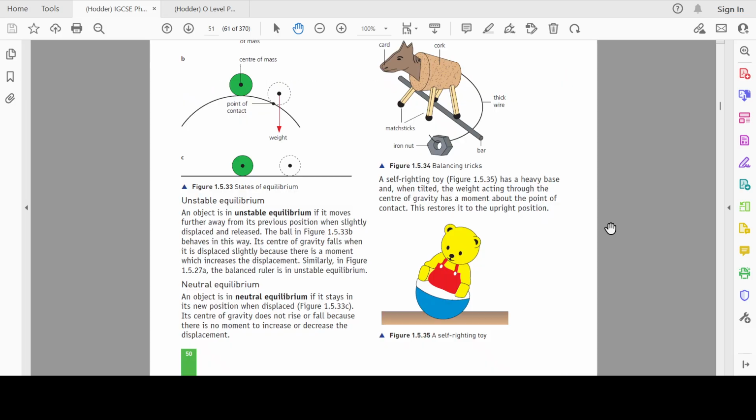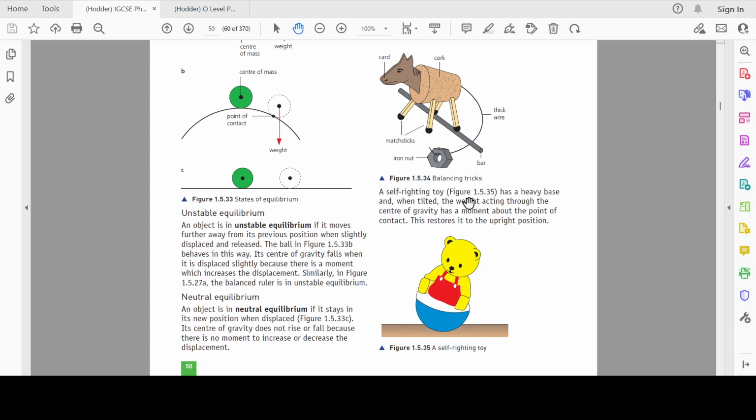And then they talk about a self-righting toy. So we all played with those. They're fun, they're interesting. Especially one that really intrigued me when I was younger is the bird that balances on the tip of its beak. Have you guys ever played with that? No. Okay. Have you ever played with any of these balancing toys? I remember vividly.